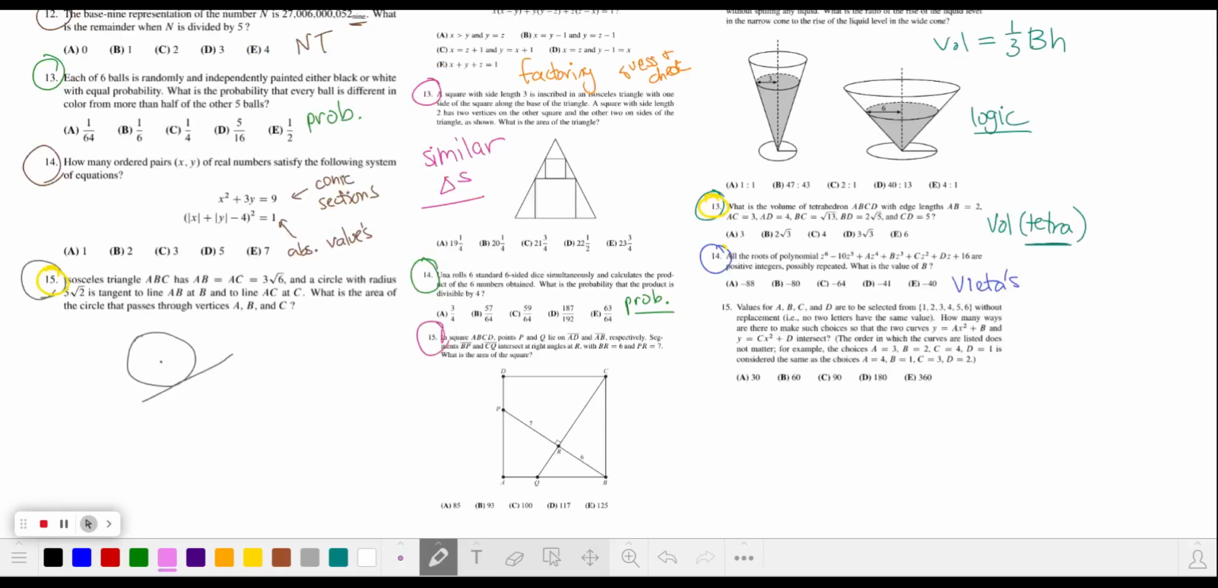Again, with this number 15, we have more similar and congruent triangles. So look out for those, especially in right triangles. And here again, you'll want to be able to graph parabolas.